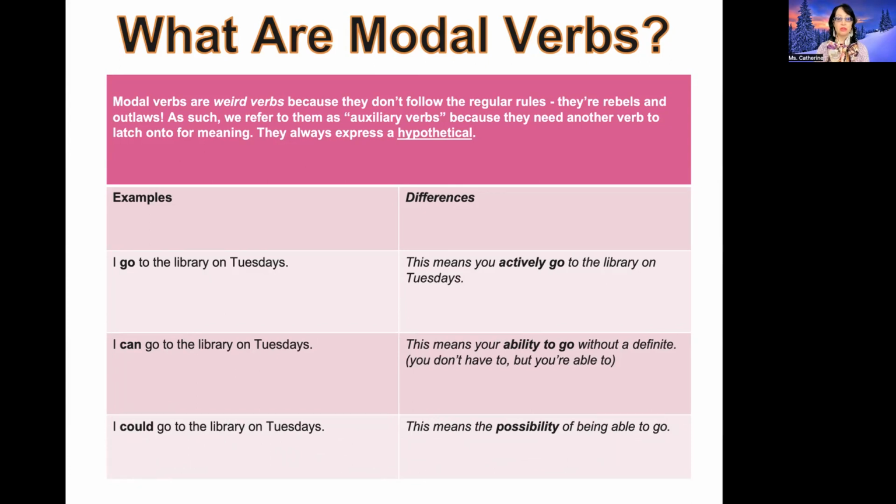The last one, could, modal verb. I could go to the library on Tuesdays. This means it's a possibility of being able to go. I could say, I could go to the library on Tuesdays, but we could change it and say, there's a possibility to go to the library on Tuesday. So that means I'm thinking about it and there's a possibility I might be able to go. Okay, I hope you got it now.